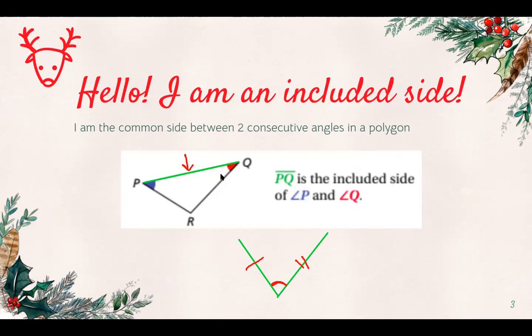We're going to be making use of that. We're going to be calling some sides included sides. It's necessary when we're talking about both angle, side, angle, and angle, angle, side triangle congruence.